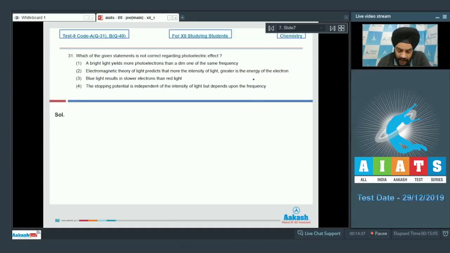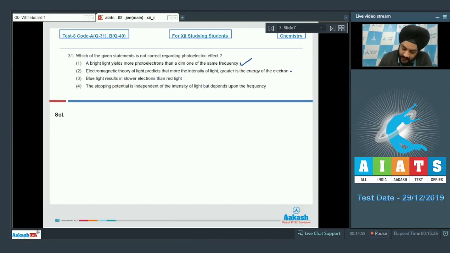Question number 31. Which of the given statements is not correct regarding the photoelectric effect? Okay, so the first option says, a bright light yields more photoelectrons than a dim one of the same frequency. This is a correct statement, students. If you talk about the second statement now, electromagnetic theory of light predicts that the more the intensity of the light, the greater is the energy of the electron.